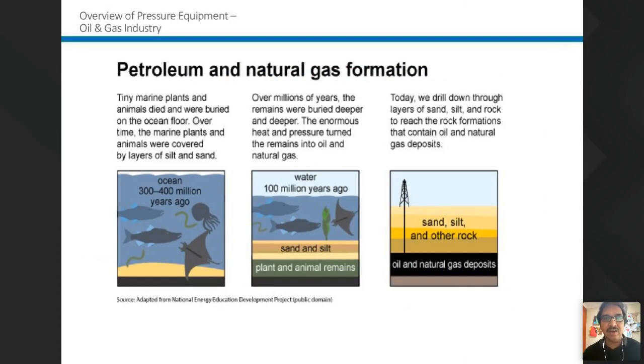Let's start with how petroleum and natural gas is formed. I'm sure everyone is aware of how oil and gas is formed. Just a recap. Marine plants and animals died millions of years ago. They were buried deep inside the ocean. Over millions of years, sand, silt, and rock formed over it. And continuing a few million years down the lane, the increased pressure and heat resulting from the overlying rock transform the decayed matter into oil and gas, basically hydrocarbon matter. And today we drill down through the layers of sand and rock and we explore the oil.